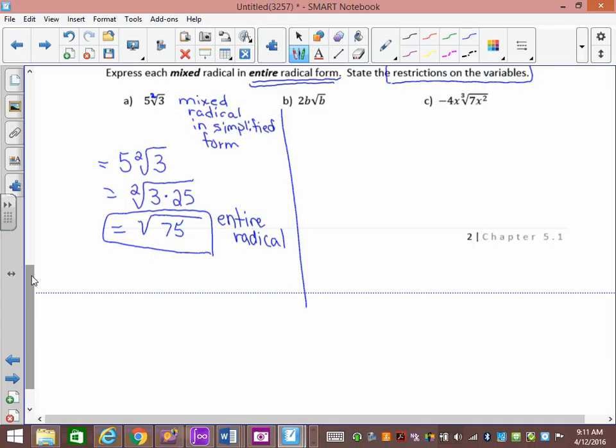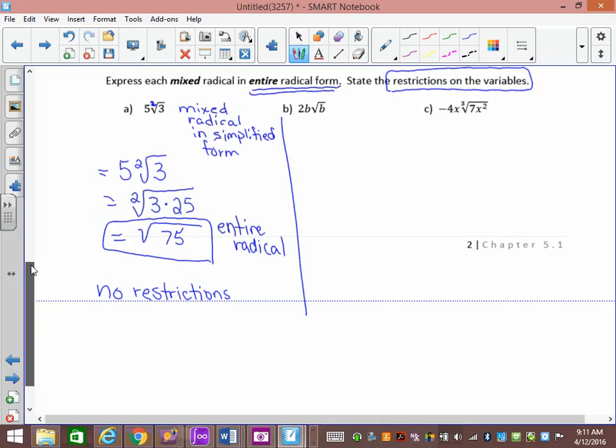Okay, now we need to state restrictions. You state restrictions when there's something under the radical that could become negative. I have no variable under there, right? There's no letter under the radical. There's no variable in the radicand, so I have no restrictions. 3 can never be negative, it's 3. You only get restrictions when you have a variable or a letter under the radical. So if your radicand contains a variable, then you will have a restriction, if it's an even-powered radical.